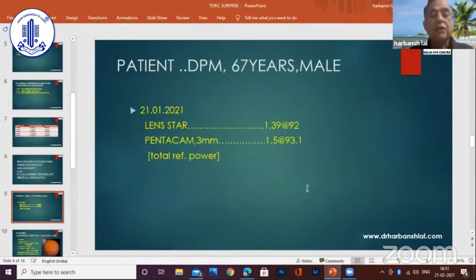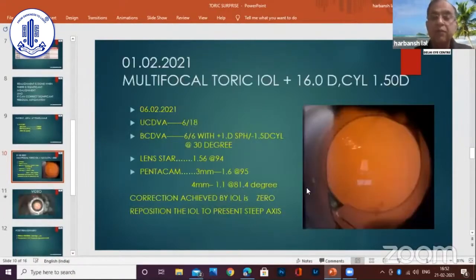So now I'll give you one example of my patient, a 67 year old male. On 21st of January, the Lenstar reading was 1.39 at 92 degrees. Pentacam at 3 millimeter was 1.5 at 93.5. This was total corneal refractive power. And when we saw the patient on the 6th, it was a multifocal toric IOL. Uncorrected distance visual acuity was 6/18. Best corrected visual acuity with +1 diopter spherical, -1 diopter cylinder at 30 degrees was 6/6.